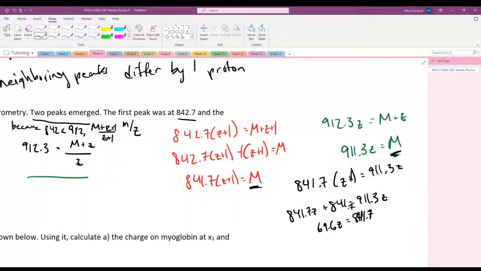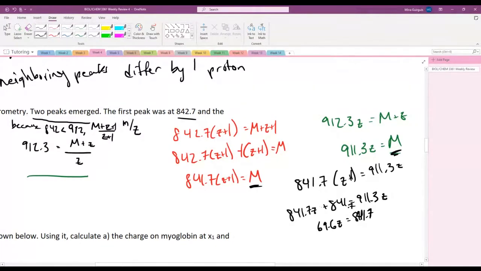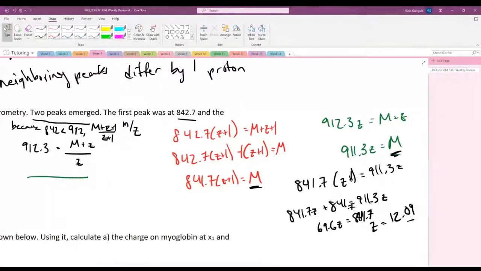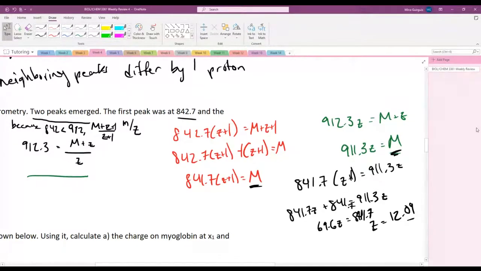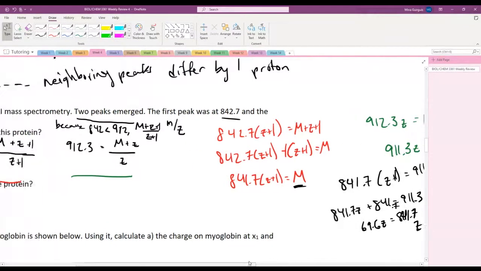And then from here, we're just going to divide to solve, and we're going to get that Z is equal to 12.09. You're going to get results like this pretty much every time. Not necessarily the 12th part, but this 0.09. It's not unexpected to get something like 0.1 or 0.08 or 0.05 or 0.95 or 0.98 or whatever the case may be, because remember, we're dealing with protons. So we should be dealing with pretty close to whole numbers. Obviously, it's not always going to be perfect. It doesn't always work like that just because of rounding and things like that.